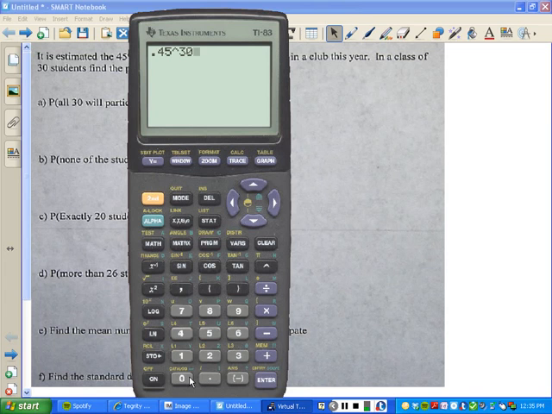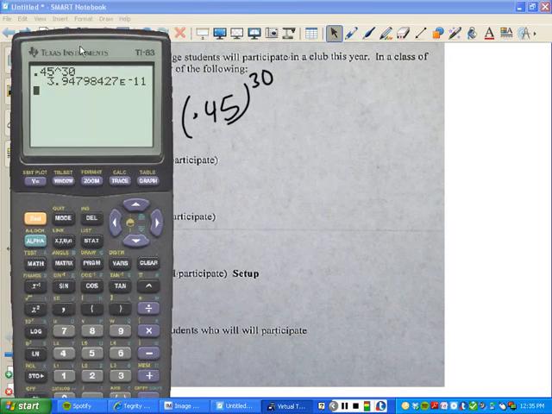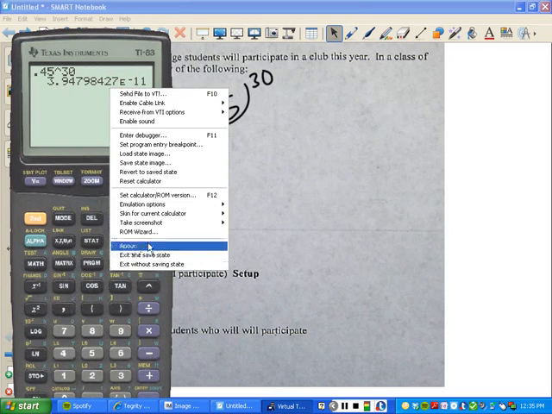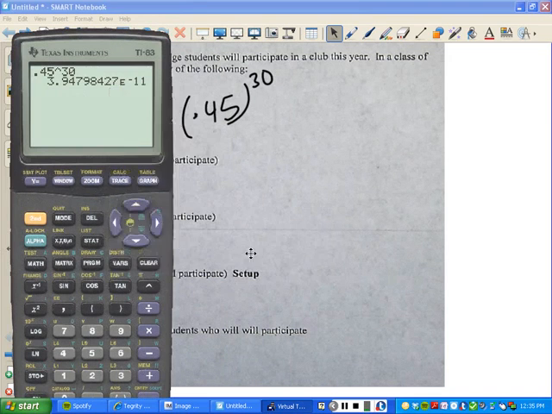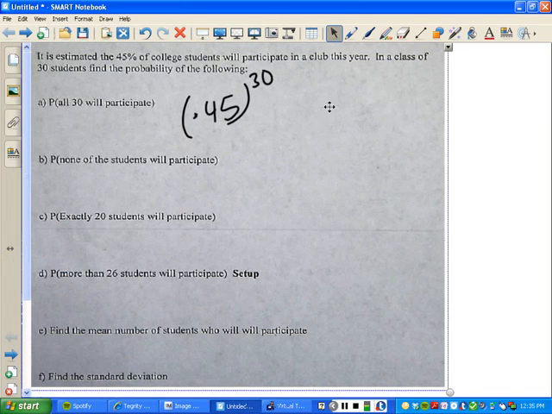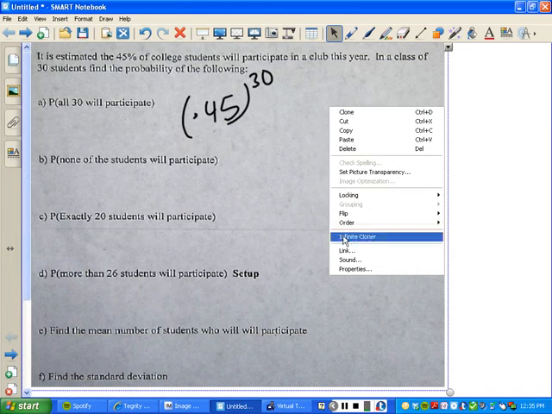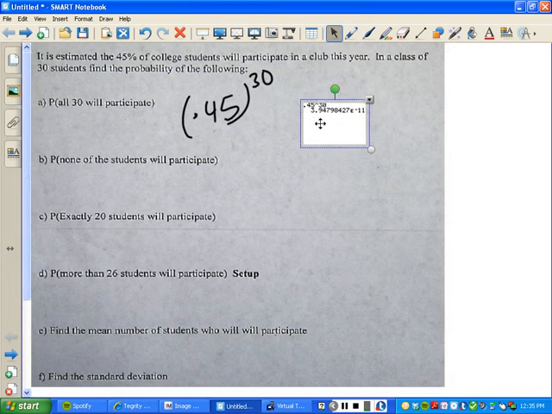0.45 raised to the 30th. Enter. Now, what do you write on your screen? Well, Tori has already said, I think it's ridiculous if we have to put 0.00000000000 like a bunch of times. I agree, Tori. So what you should probably do is just take a picture of the screen and then just paste it. Like that.